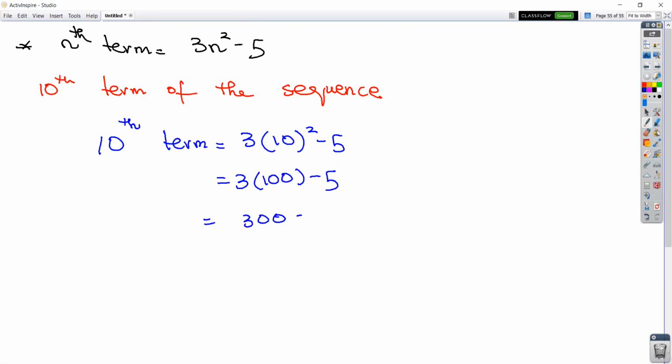Then 300 take away 5 would be 295. So the 10th term of this sequence would be 295.